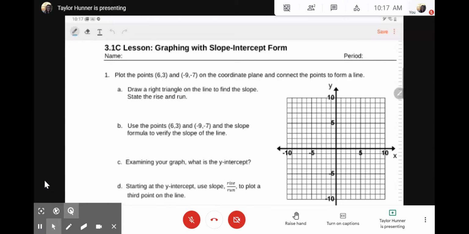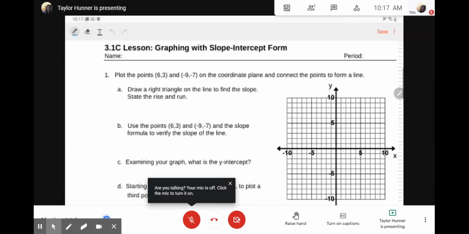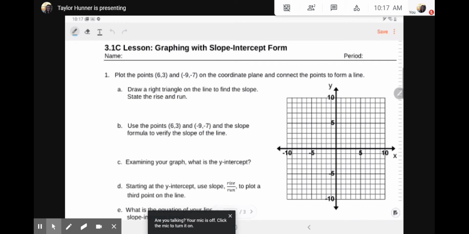Hi guys, this is the 3.1c lesson, graphing with slope-intercept form. I just want to say I fully intended to be present and doing this lesson in person with you guys, but unfortunately I woke up very sick.